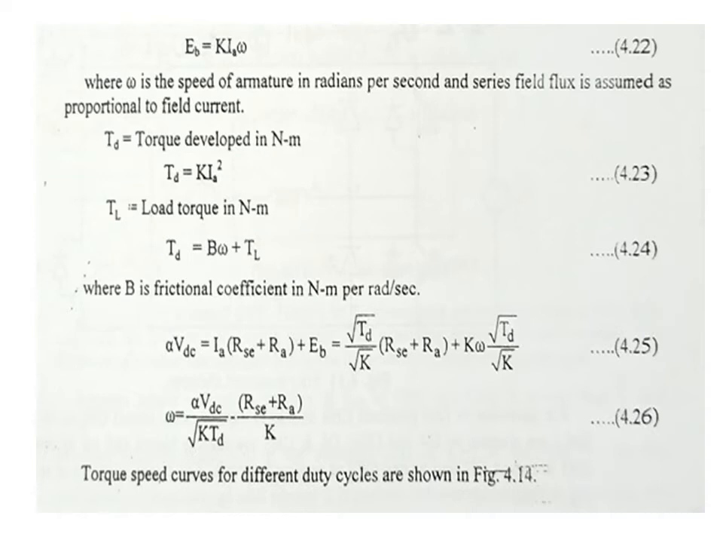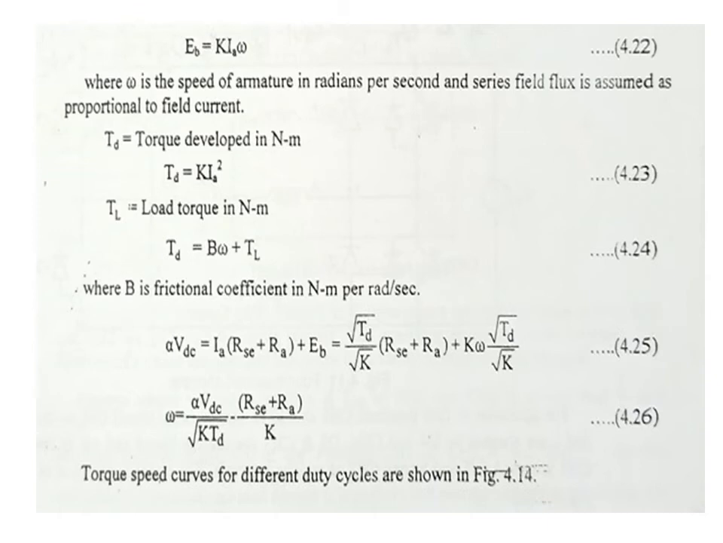Now where B is the frictional coefficient in Newton meter per radians per second. Now by utilizing these two equations, that is Eb equal to K into Ia into omega and Td equal to K into Ia square, if you substitute in the previous equation, that is alpha VDC is equal to Ia into (RAC plus Ra) plus back EMF Eb.